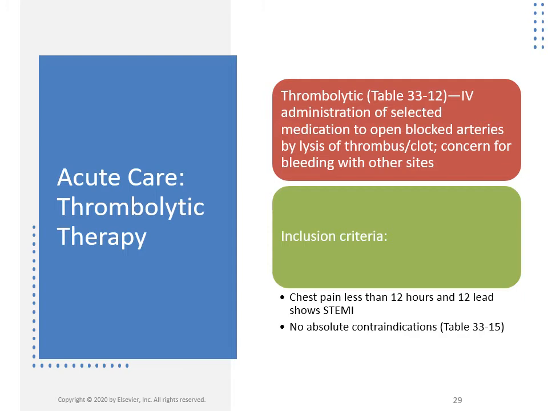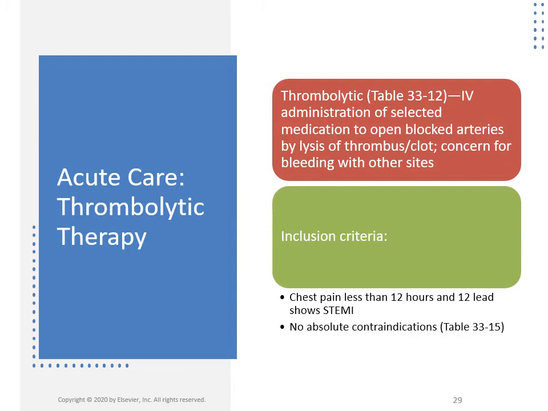Absolute contraindications include active internal bleeding or bleeding diathesis, which does not include menstruation, history of intracranial hemorrhage, intracranial or intraspinal surgery within 2 months, known intracranial cancer, primary or metastatic, recent, and that is within 3 months, ischemic stroke, severe uncontrolled hypertension, significant closed head injury or facial trauma within the past 3 months, and suspected aortic dissection. If a patient was previously treated with streptokinase, they can't receive it again.